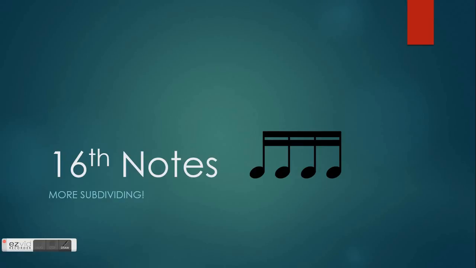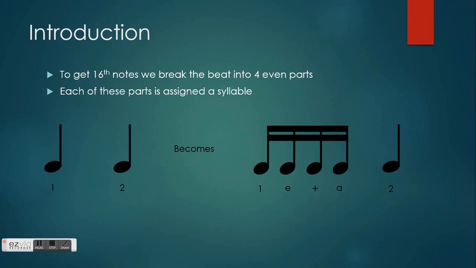Okay, let's talk about 16th notes. To get 16ths, we break the beat, or the quarter note, into 4 even parts. In the previous video, we discussed 8th notes and how it breaks the quarter note into 2 parts. So between 2 beats, we split it right down the middle and put another note there. And that becomes the "and."